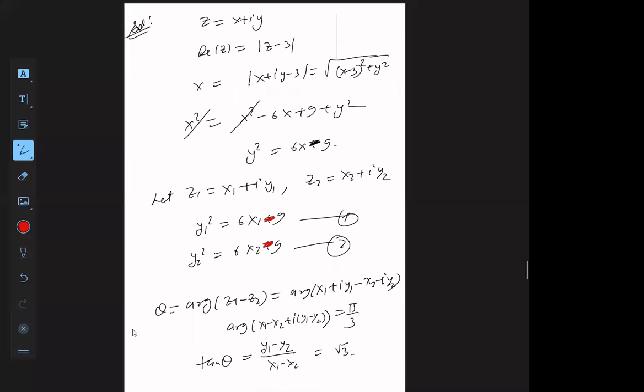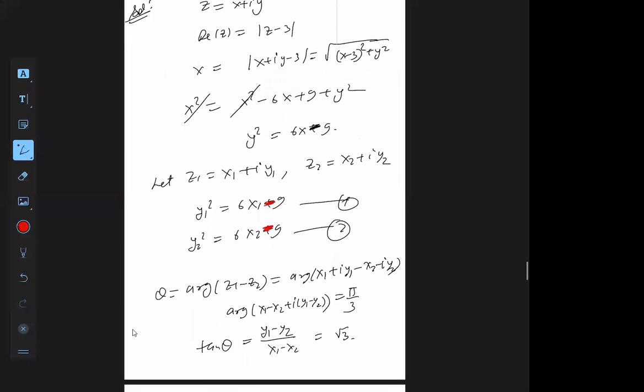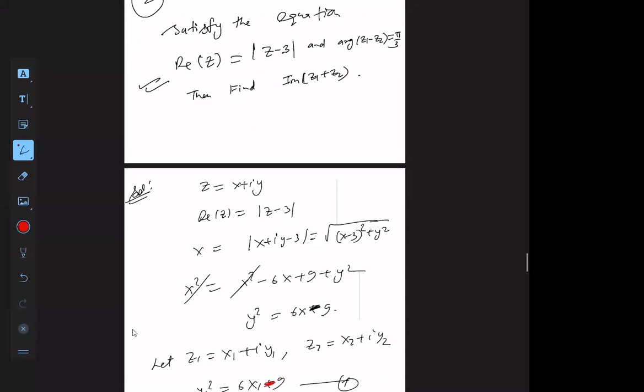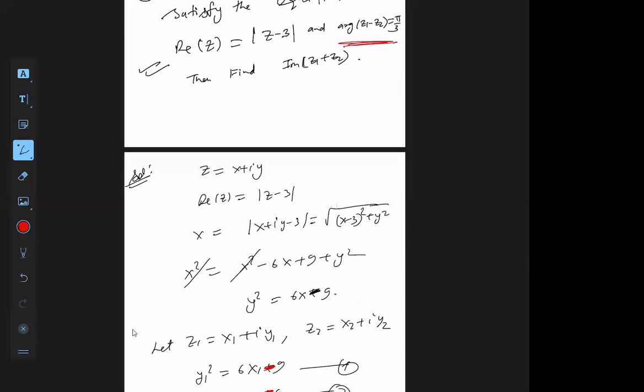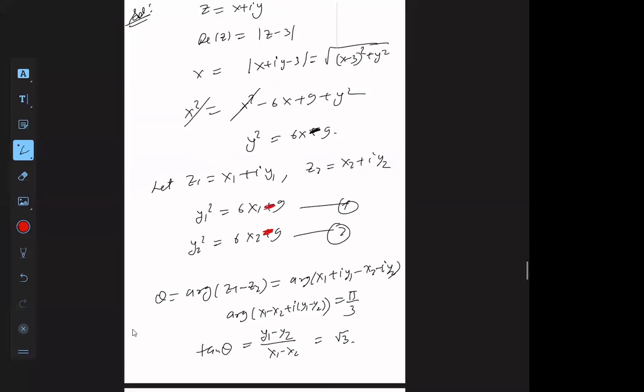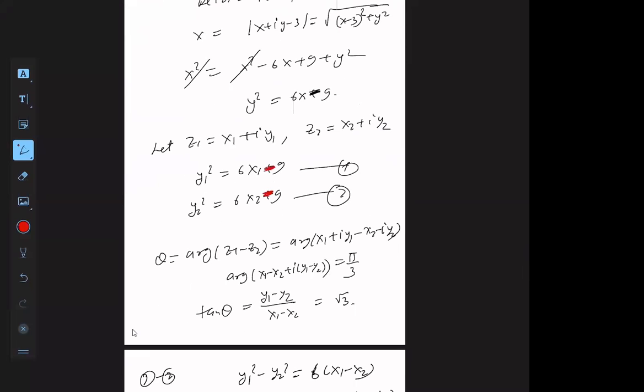So basically these are the two equations, and second is given argument of z1 minus z2 is pi by 3. So what is the argument of z1 minus z2? Just z1 minus z2 will be this complex number, that is this. So what is the argument? Argument with tan theta is equal to, what will it be? The argument is tan alpha is equal to, this is theta, so tan theta will be pi by 3, and from here tan theta will come as y upon x, that is y1 minus y2 upon x1 minus x2.